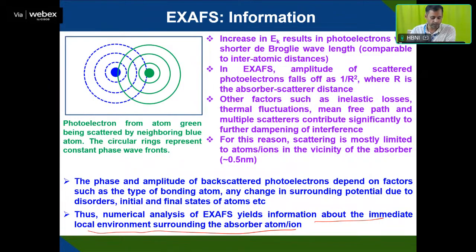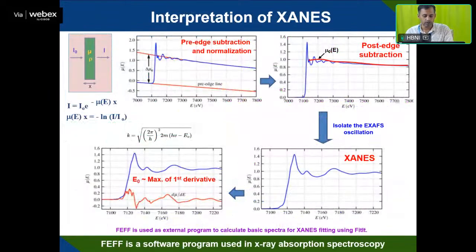You can see a constant wavefront. Because of this interference, once absorption takes place, in the extended absorption the amplitude keeps on changing because of interaction from those interferences. You are able to see mainly the intermediate local environment. So the interpretation of this X-ray spectroscopy is quite difficult.